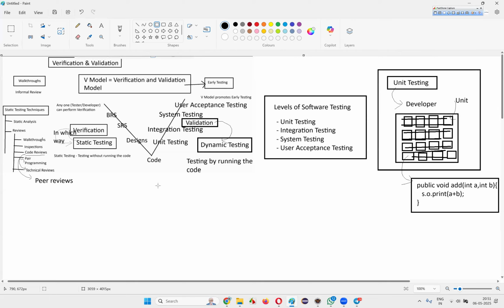We cannot say it like that, okay? We cannot say "testing individual parts of the code." That's not the right way.